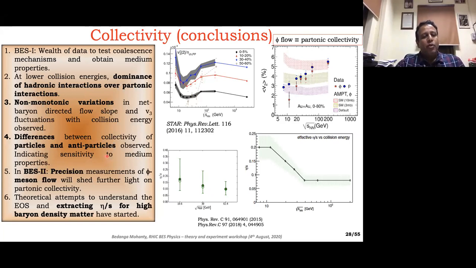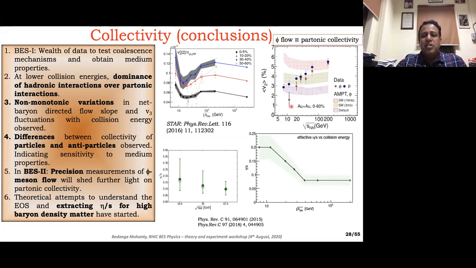In BES2, we would like to have precision measurement of phi meson flow. Why? Because they freeze out early and have small hadronic interaction cross-section. A large part of their collectivity should be developed at the partonic phase. Here is an example of what I'm trying to say. The average V2 as a function of collision energy for phi and proton, and I chose proton because they have similar mass, is shown here. You can see that the phi meson follows the proton and starts to drop off, although statistical error bars are large, and BES2 measurement will confirm this deviation.